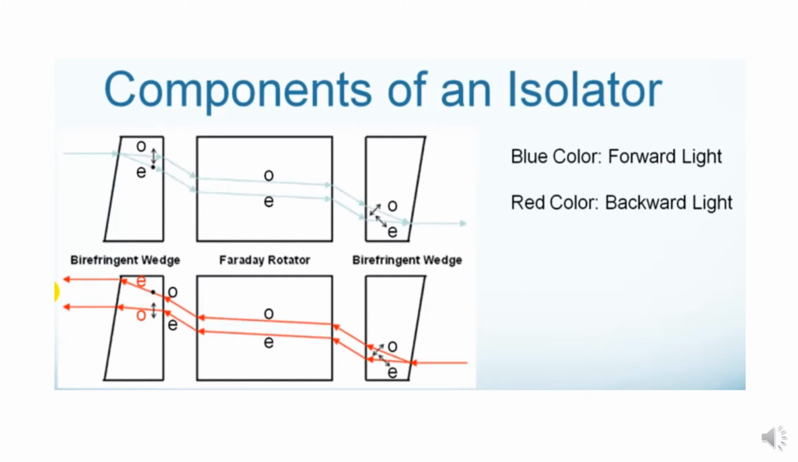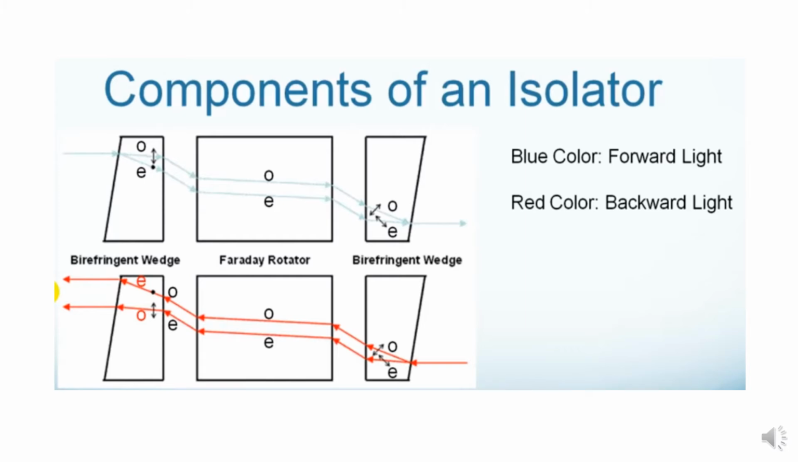What are the components of an optical isolator? There are three parts. First one is a birefringent wedge, then a Faraday rotator, and again at the output side we have a wedge placed. So what is the principle? The blue light shown here is the light traveling in the forward direction. We call it the forward light, and the light traveling in the forward direction is split into two beams by the wedge.